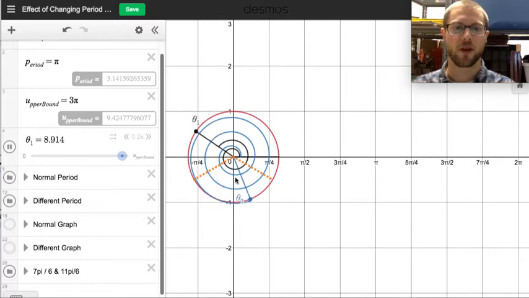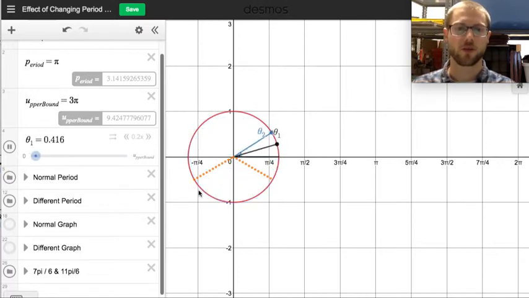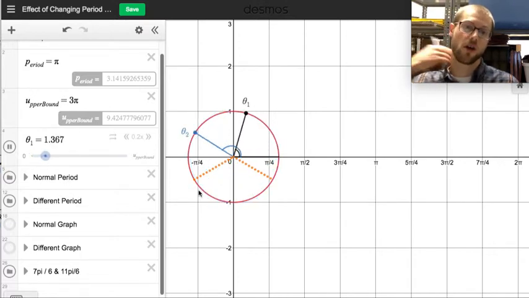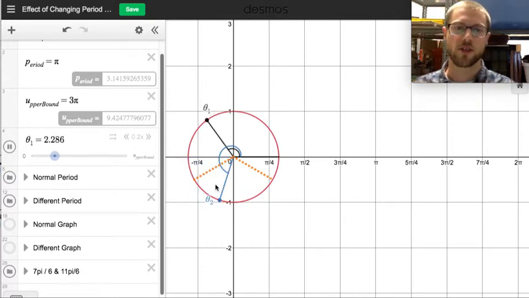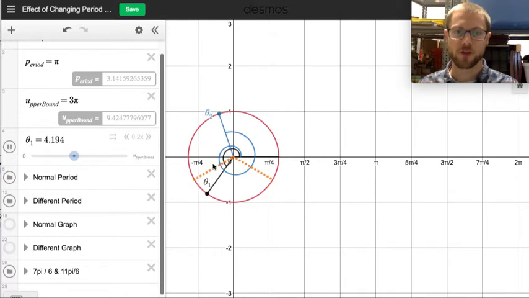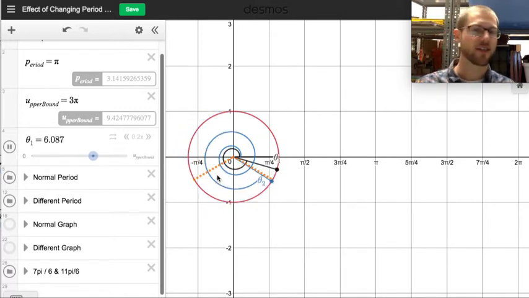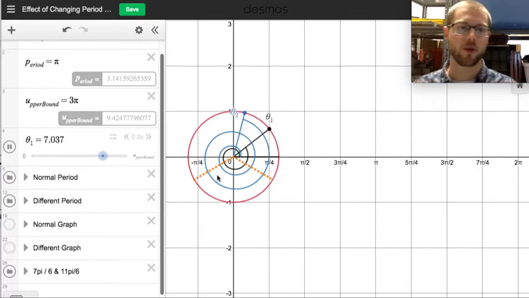Oh, there's another one. There's another one. So it looks like I have a total of 6 intersections, or 6 times this new angle crosses over these two solutions now that I've changed my period. So that's a lot at play here. I want you to kind of think about what's going on.